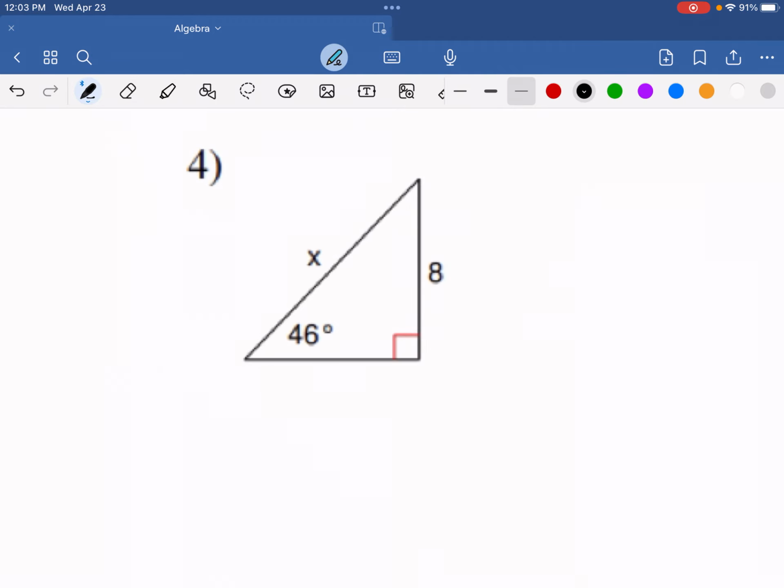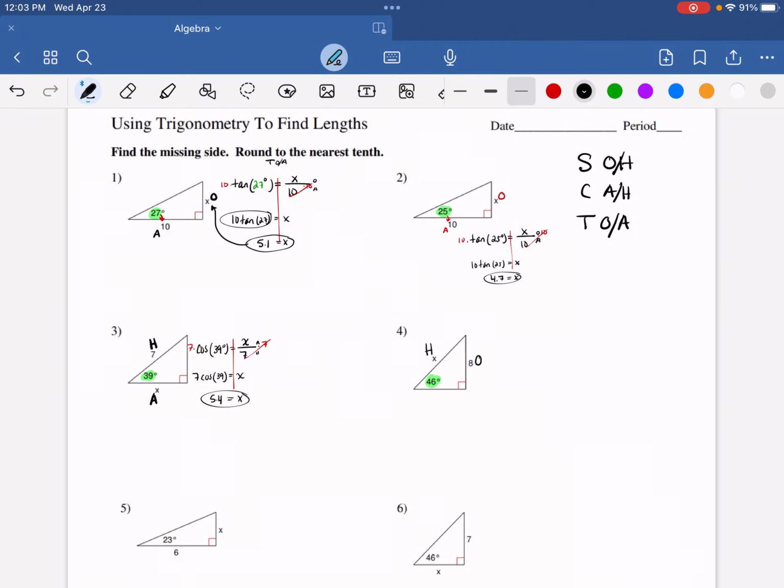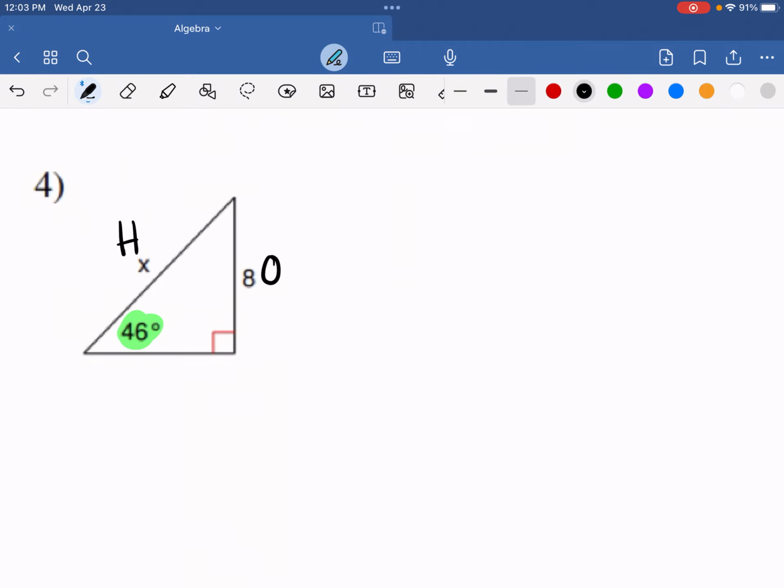Okay, another one. Label the triangle. H is the longest side, so that would be the top one. A is next to 46, so that would be the bottom. And then this is opposite. We cross out the blank one, that would be A. A is blank. So this one you can only use O and H. The only one that uses O and H is sine. So we're going to use sine 46 degrees equals O on the top and H on the bottom. O is 8 and H is X.